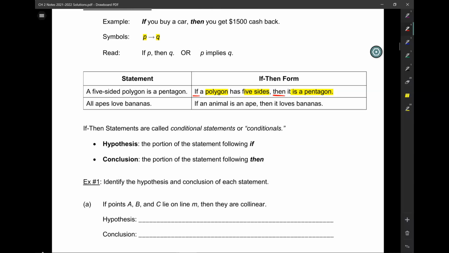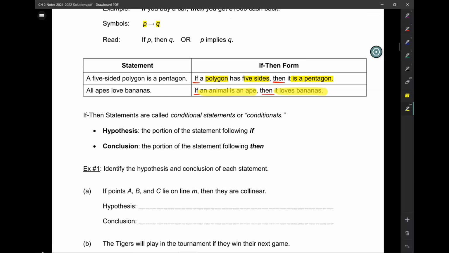You can't say if a blah, right? It's a polygon. All apes love bananas. Okay? This was kind of tricky. So you're like, okay, if an animal is an ape, right? Now we're introducing some words in here. Then it loves bananas. Okay? You guys will get the hang of this.